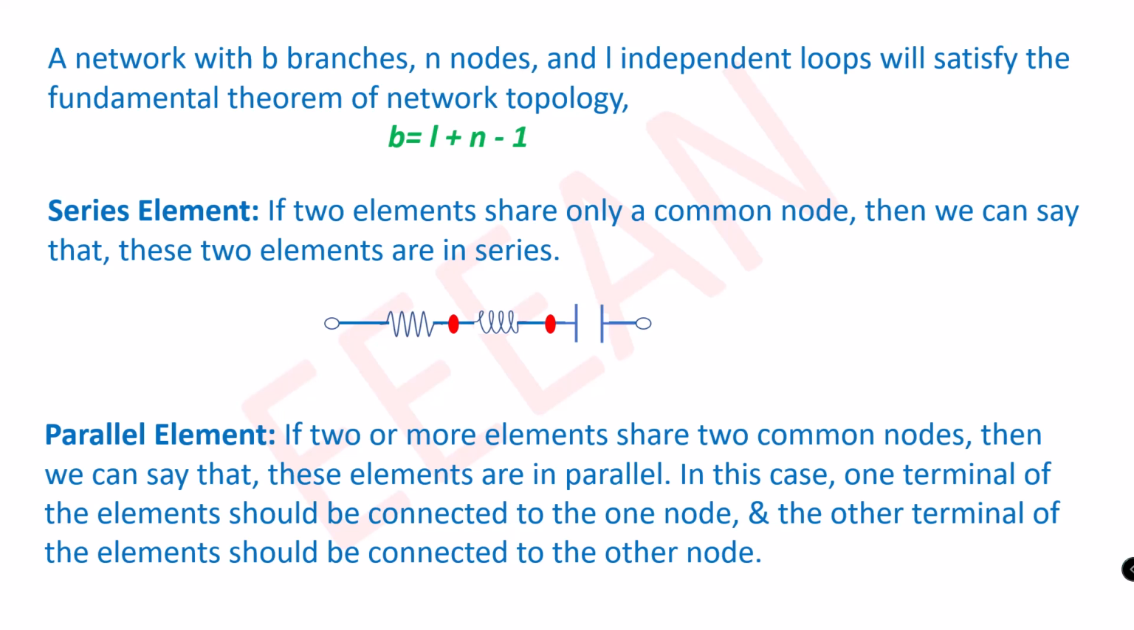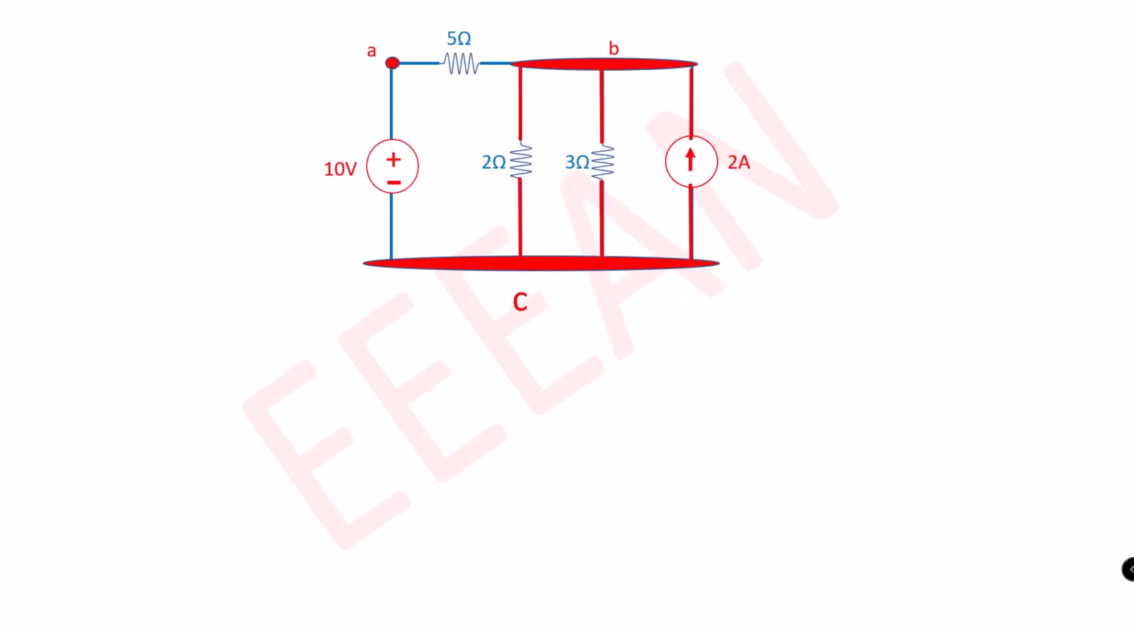For example, look at the circuit. In this circuit, the 2 ohm, 3 ohm resistance and the 2 ampere current source are in parallel because these three elements have two common nodes, node B and node C. One terminal of these elements is connected to node B and the other terminal of these elements is connected to node C.